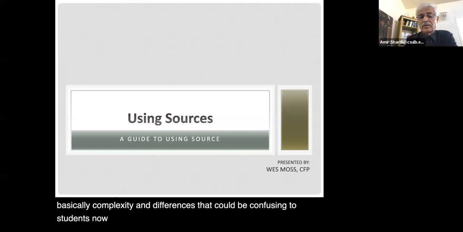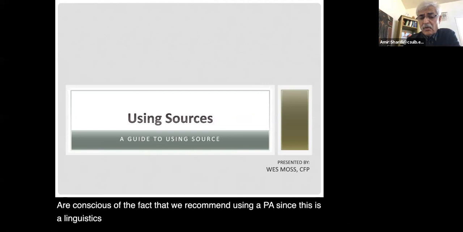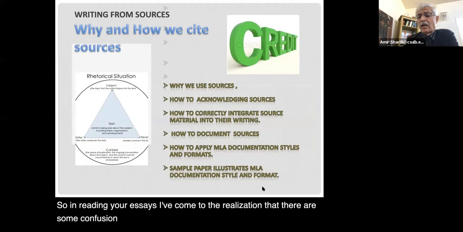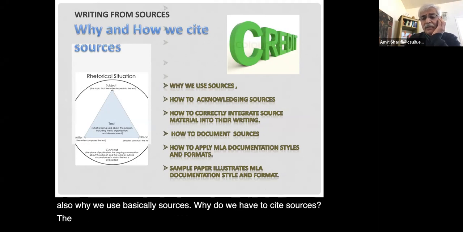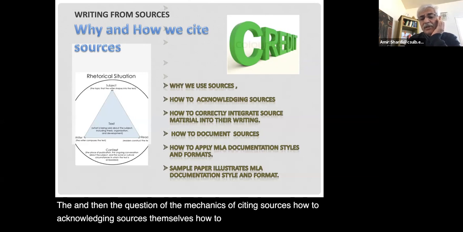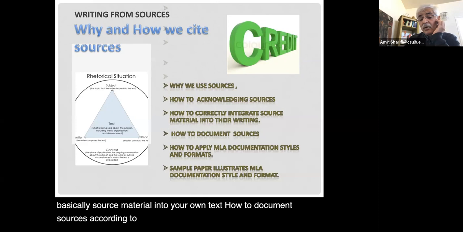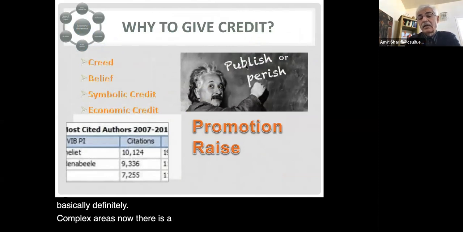Now, you are conscious of the fact that we recommend using APA since this is a linguistics course. In reading your essays, I've come to the realization that there is some confusion, not only about these conventions themselves, but also why we use sources, why do we have to cite sources? And then the question of the mechanics of citing sources, how to acknowledge sources themselves, how to correctly integrate source material into your own text, how to document sources according to the MLA or APA conventions. These are definitely complex areas.